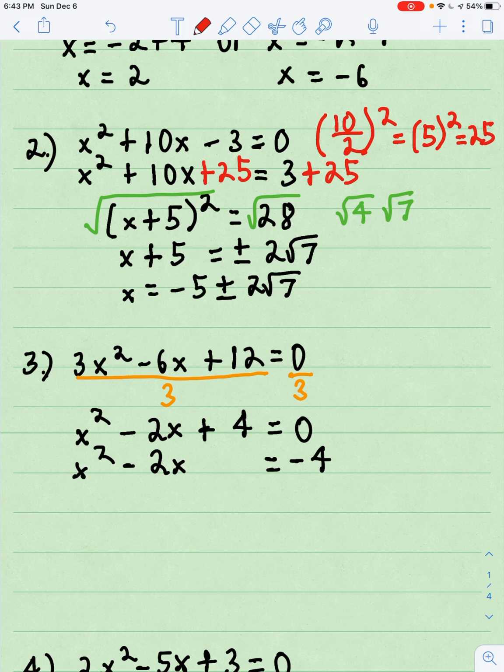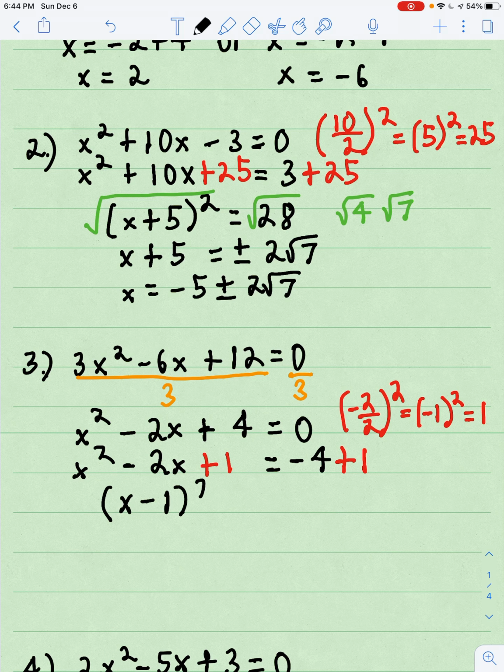B, of course, is negative 2. Divided by 2 would be negative 1. And when we square negative 1, that is positive 1. So we want to add 1 to both sides. The left side in factored form becomes the quantity x minus 1 squared. The right side becomes negative 3.